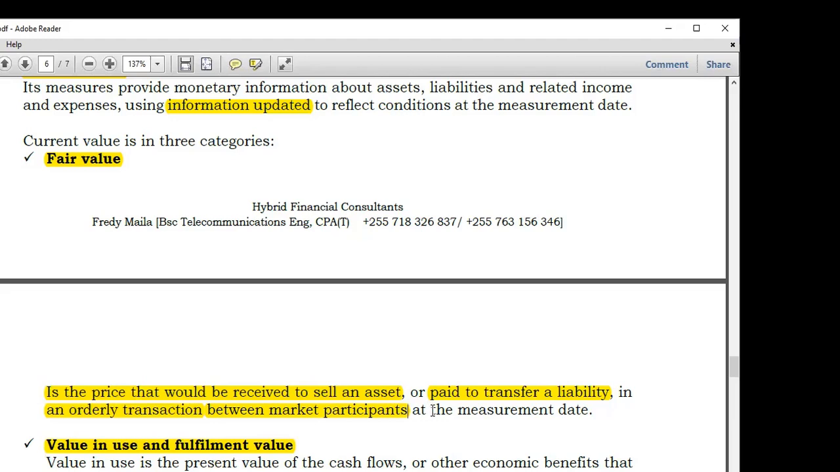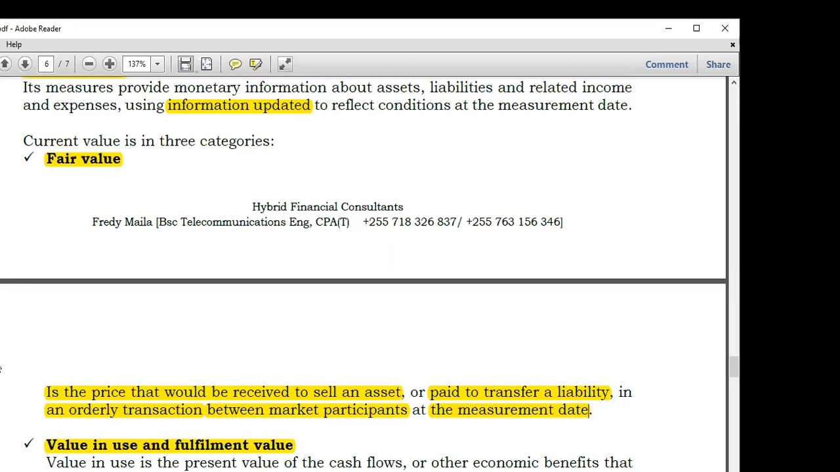And the last portion here says at the measurement date. By the measurement date, this point also is very essential. Today you can have a fair value of $6 million. Fast forward 2 weeks, and that fair value is $7 million. So we have to spell out the measurement date. It's very important. The volatility of fair value depends on the assets. Some assets can be very, very volatile. So you have to take a look at this.